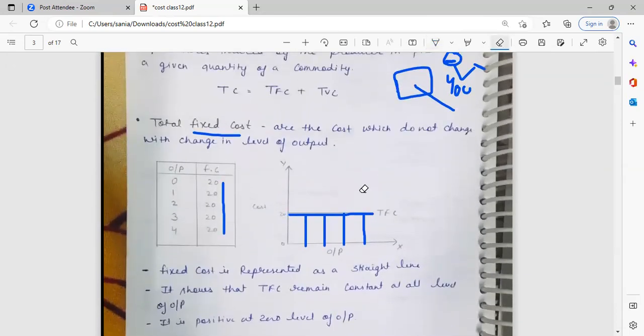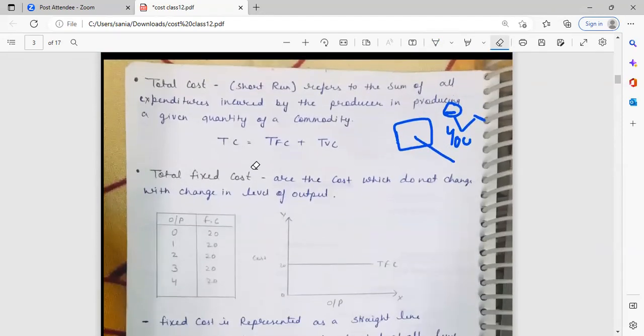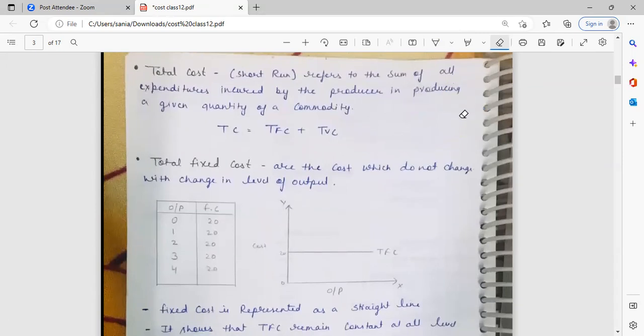So this is what you have to remember. What you people are going to do, you are going to make this. You are going to start from total cost. The entire page is for total cost. Okay, then I'll scroll it.